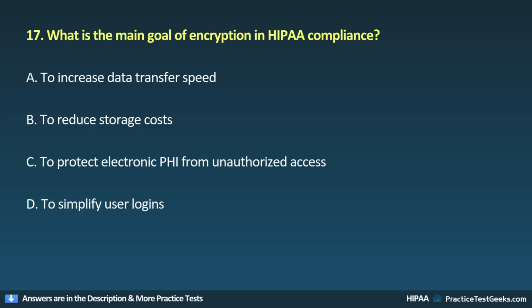17. What is the main goal of encryption in HIPAA compliance? A. To increase data transfer speed. B. To reduce storage costs. C. To protect electronic PHI from unauthorized access. D. To simplify user logins.